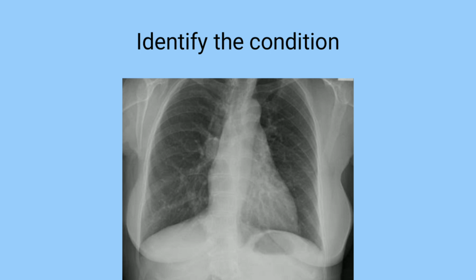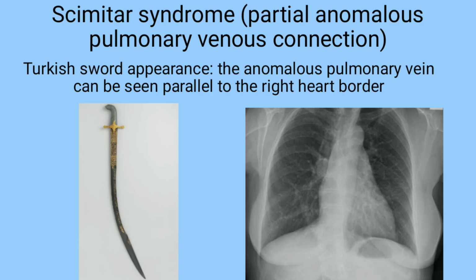Identify the condition. Scimitar syndrome, which is a partial anomalous pulmonary venous connection. So we can see the Turkish sword appearance. The anomalous pulmonary vein can be seen parallel to the right heart border.